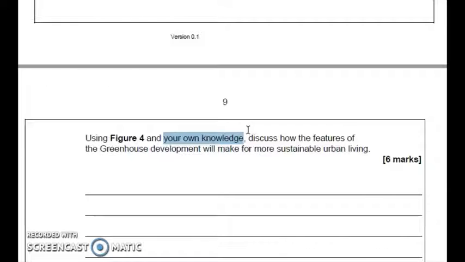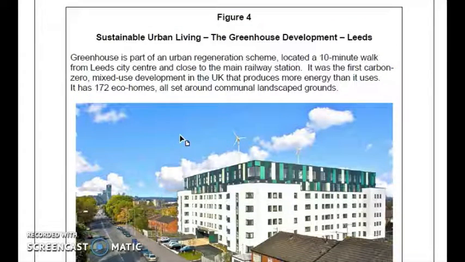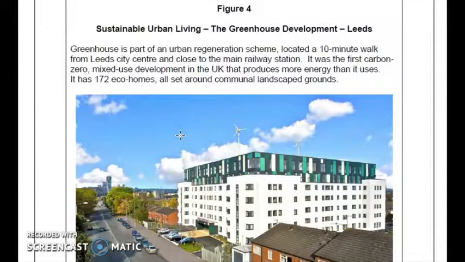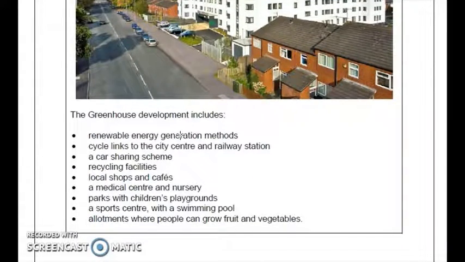Or a lot of the water that they use is collected from the rain. This is called rainwater harvesting. Now, we can explain all those points, but please ensure that you also use the figure. So the figure is the greenhouse development from Leeds. A bit about it. You've got an image as well, and then a few bullet points to explain what it does.